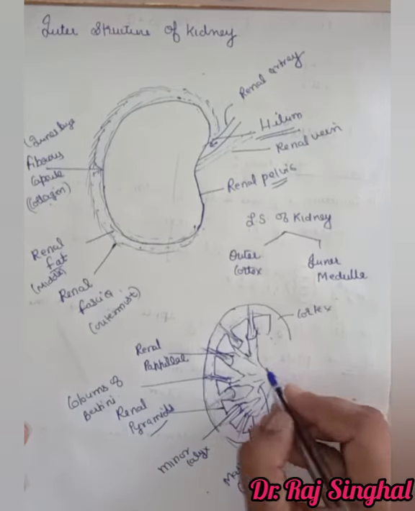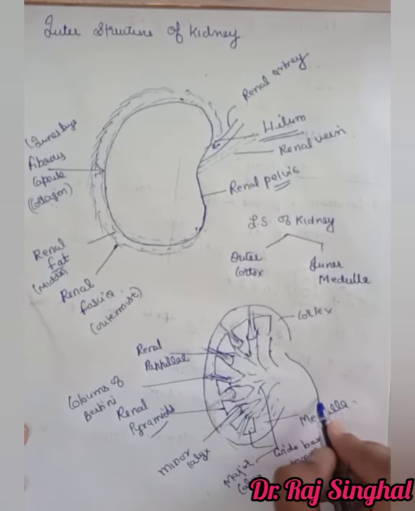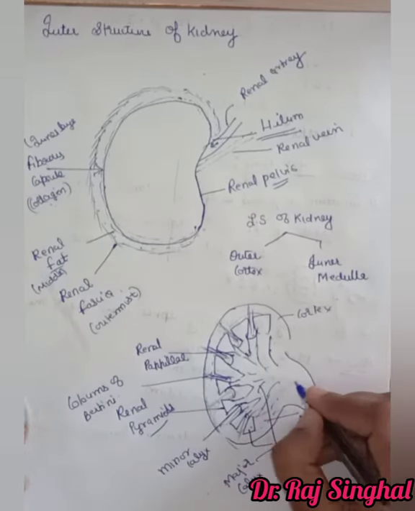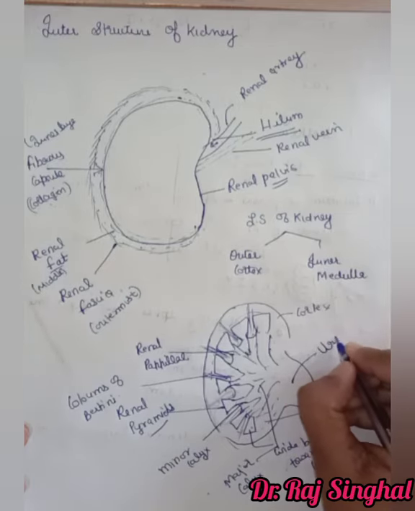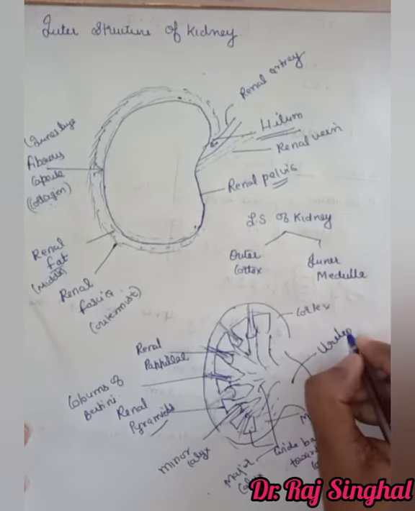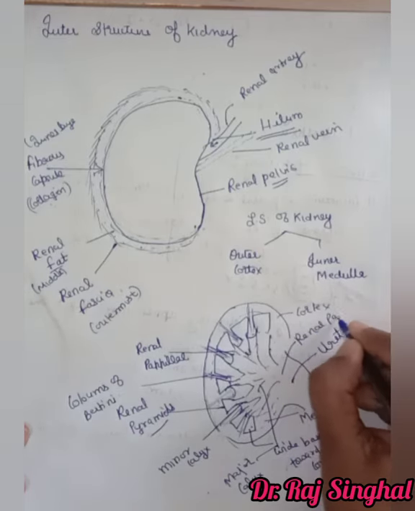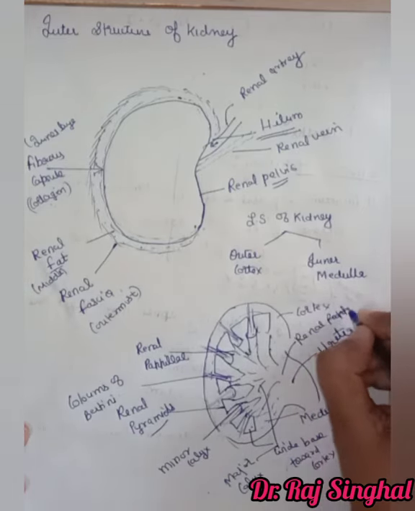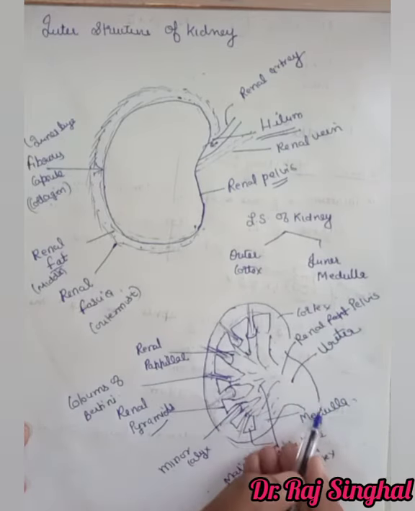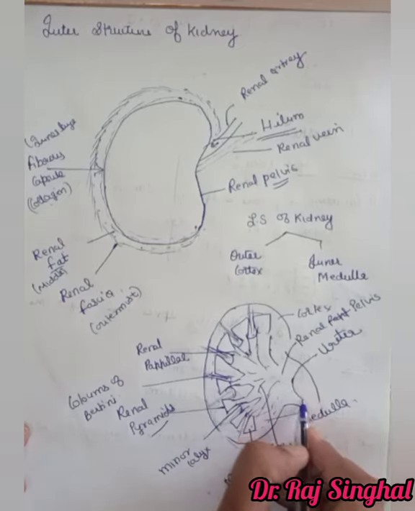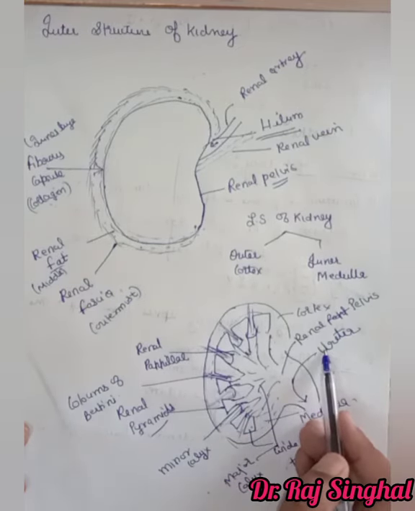This major calyx further opens in a broad end which is known as renal pelvis. This renal pelvis opens in a tube-like structure which becomes narrower and forms ureter.